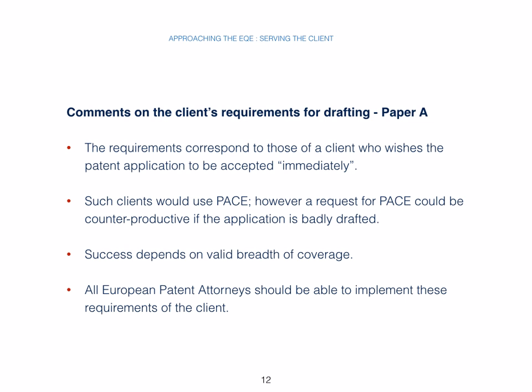The requirements then for paper A correspond to those of a client who wishes the patent application to be accepted immediately. By immediately, I mean that will lead to a positive written opinion followed by direct acceptance without any communication being issued raising any objections. And also where the provisional protection from the publication stands up. In other words, the provisional protection shall be as broad as possible from the initial stage.